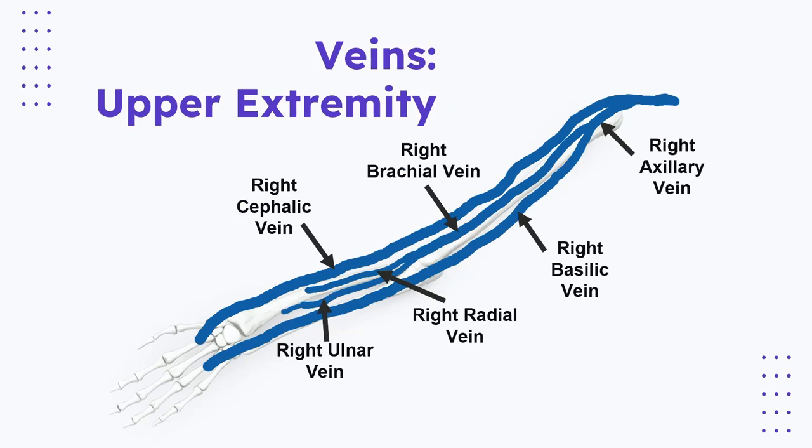Major veins of the upper extremity include the cephalic vein and the radial and ulnar veins, which merge to form the brachial vein, which combines with the basilic vein to make the axillary vein. All veins from the upper extremity lead to the superior vena cava.